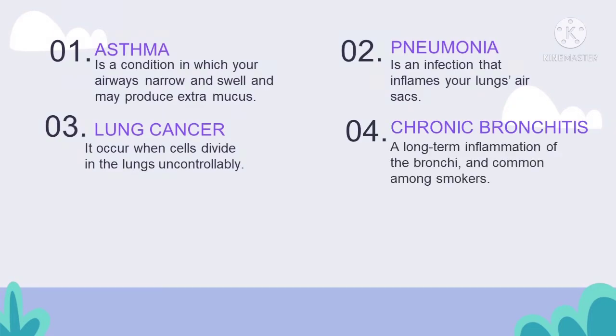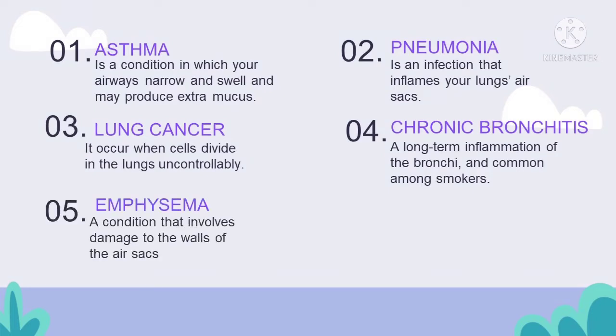Chronic bronchitis. A long-term inflammation of the bronchi, common among smokers. People with chronic bronchitis tend to get lung infections more easily. It is also a type of chronic obstructive pulmonary disease, or what we call COPD. Emphysema, a condition that involves damage to the walls of the air sacs. It is a disease that usually develops after many years of smoking.